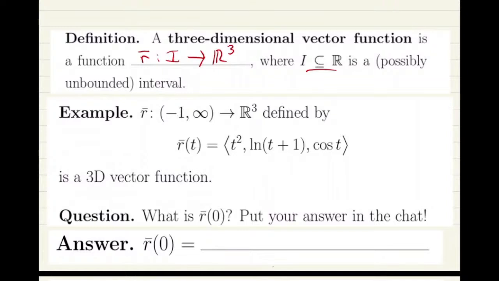Another question that's on the easier end. What is R of 0? Put your answer in the chat. What is R of 0?